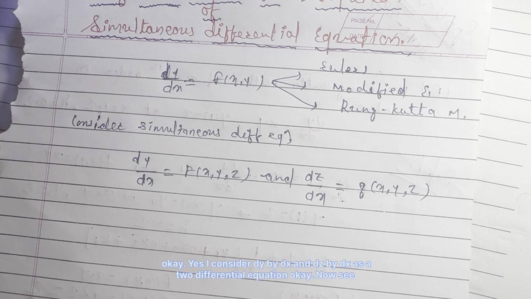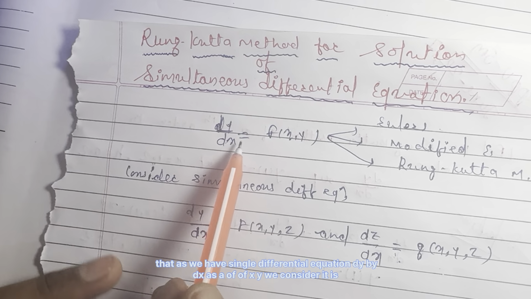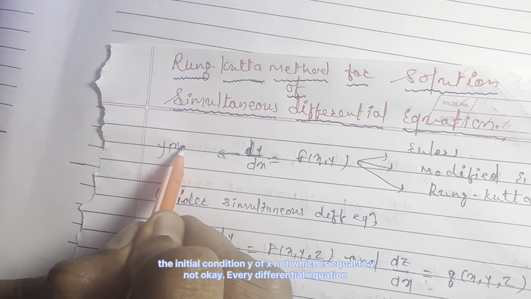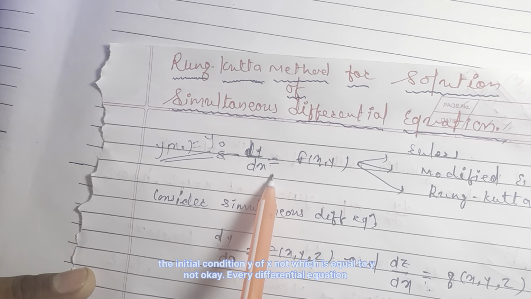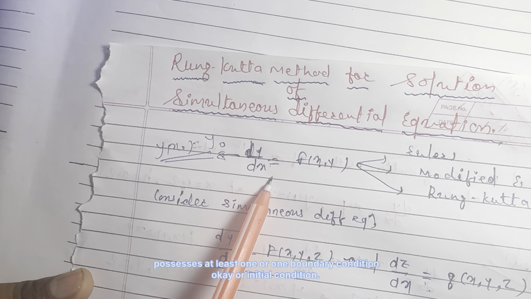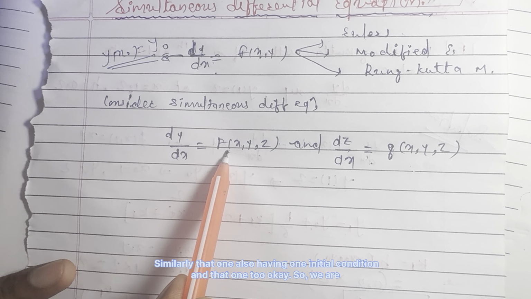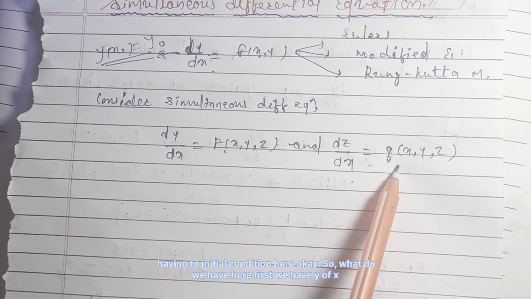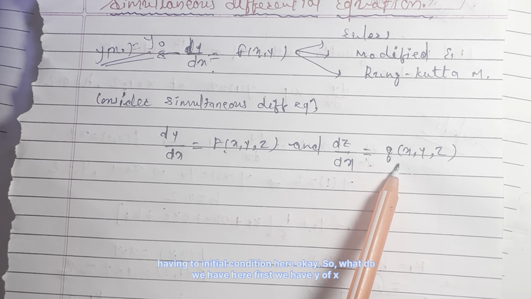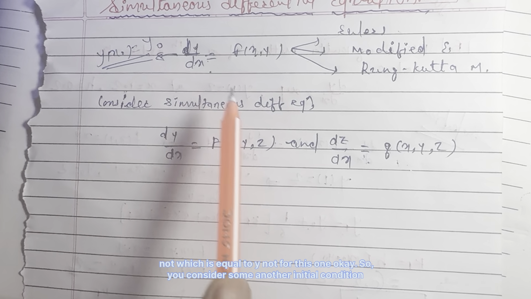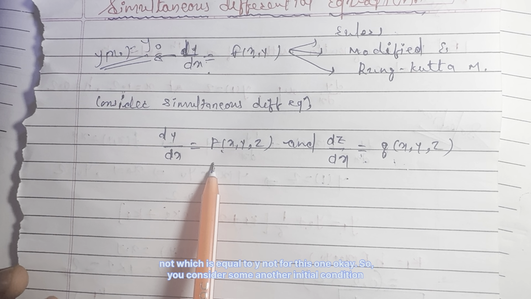Now, as we have a single differential equation dy by dx as f of x, y, we consider the initial condition y of x naught equal to y naught. Every differential equation possesses at least one boundary condition or initial condition. Similarly, that one also has one initial condition, and that one too. So we have two initial conditions here.